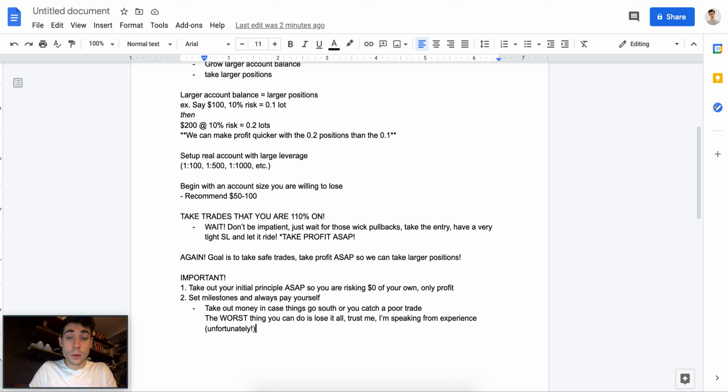So if you do blow an account, you don't have to start from square one, because that's the hardest point to start from. I'm telling you. Take out some money along the way, just so you have that sort of safety net, right? Because we don't want to be stupid. This is a madness way of trading. It's very risky, but we're trying to minimize risk, mitigate it as much as possible.